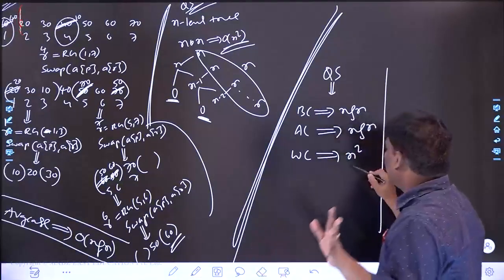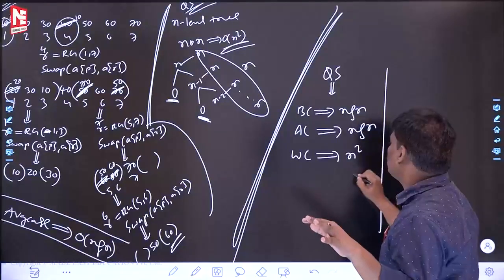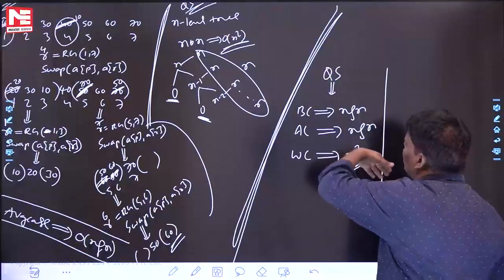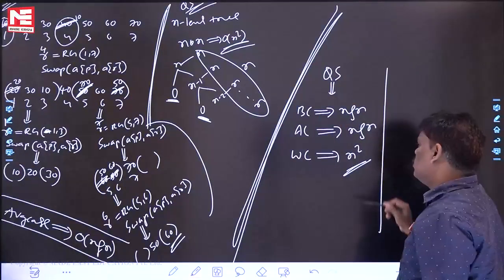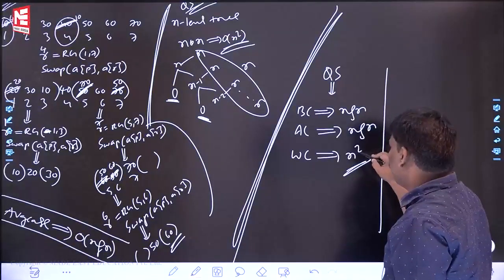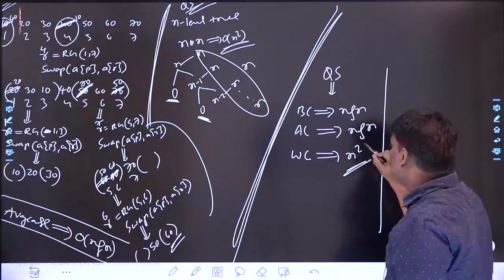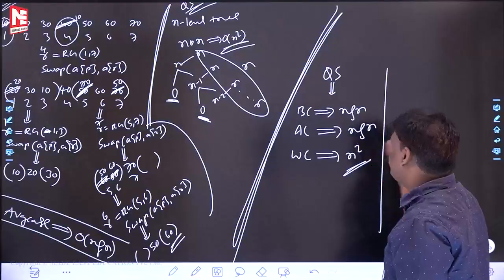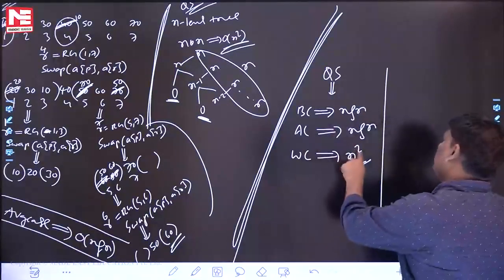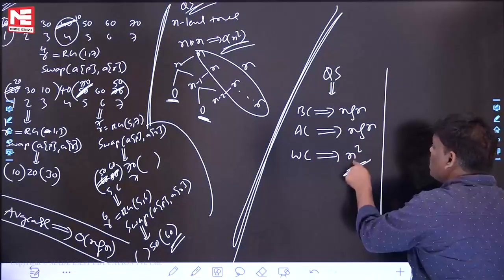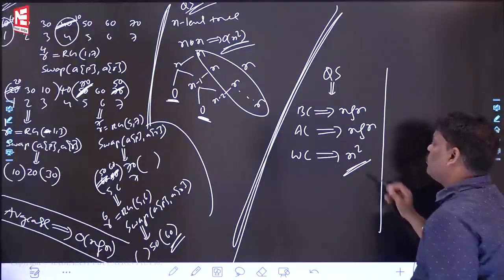Anyhow, namesake quicksort worst case n square is there, but actually quicksort is n log n. So out of 100 people, very few will give worst case. Assume that 10 out of 100 will give worst case. At least one is there which will give worst case. That may be the reason for worst case n square.